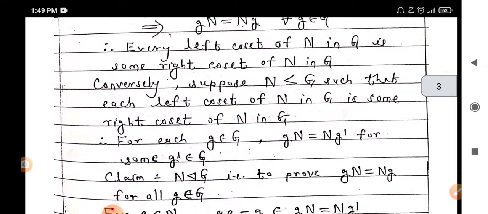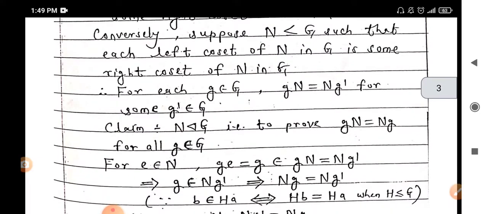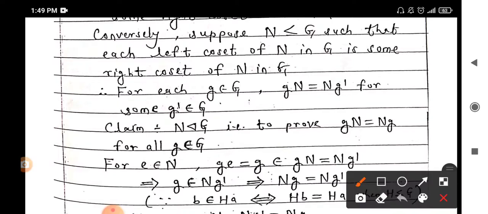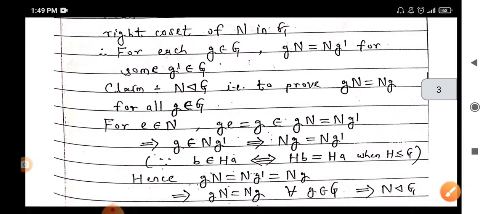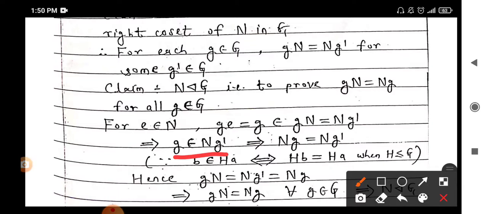Now conversely, N is a subgroup of group G such that every left coset is the same as a right coset. Then we have to prove that N is normal. Now for each g belongs to G, gN equals Ng' for some g' belongs to G. Then the claim is to prove that N is normal in G, that is gN equals Ng for all g belongs to G. Hence for identity e belongs to N, ge belongs to gN, which is Ng'. Hence g belongs to Ng', this implies Ng equals Ng'.